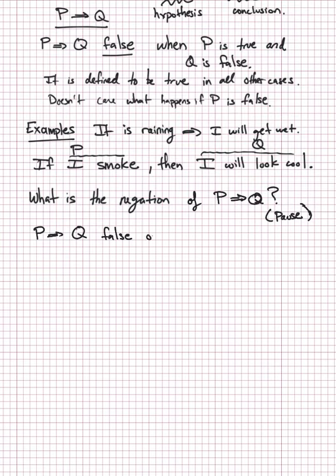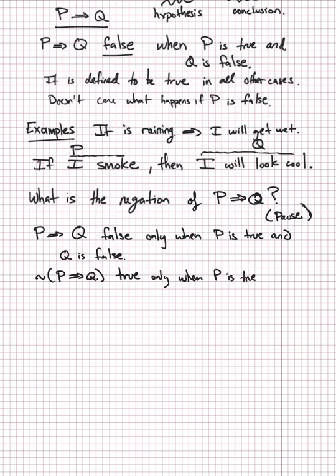only when P is true and Q is false. Okay? So what does that mean here? Well, the negation of P implying Q is then true only when P is true and Q is false.